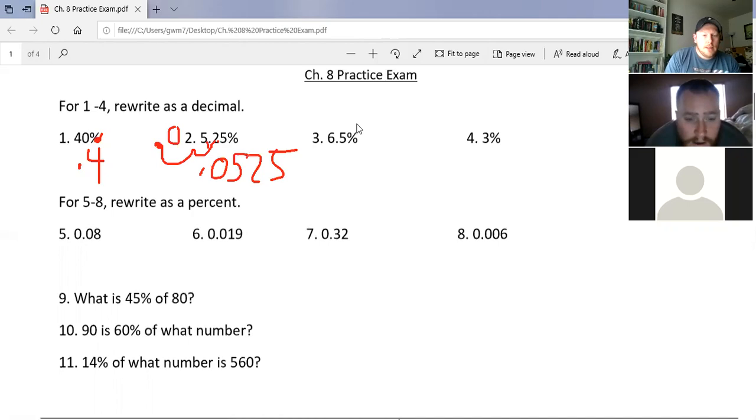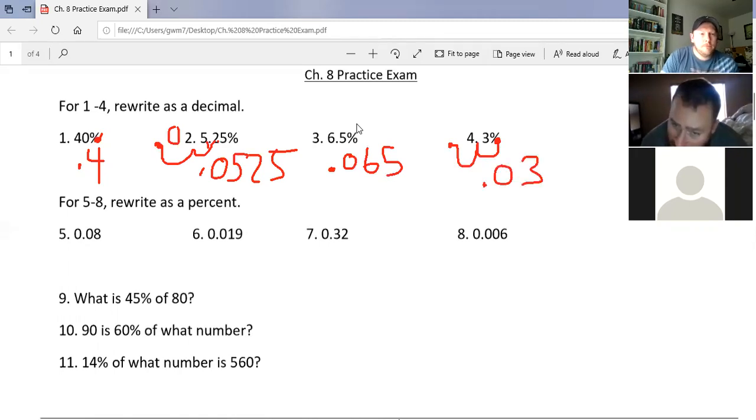Same thing on the 6.5%. I move it 2 times to the left, and I have a hole that I fill in with 0.065. 3% is like 3 points. I move that 2 times, fill in the hole, and I get 0.03.